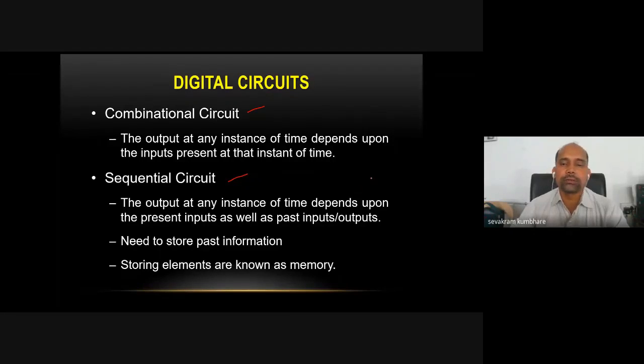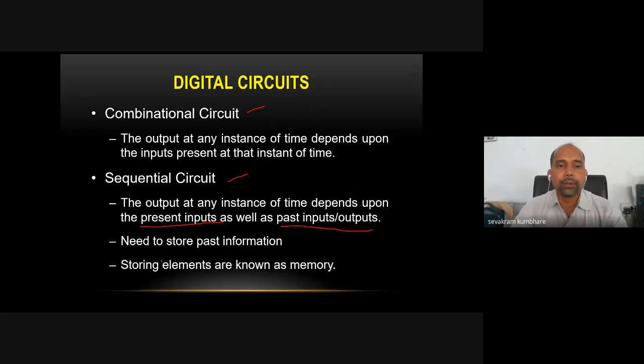In a combinational circuit, we discussed that the output at any instance of time depends on the input present at that instance of time, which means the output depends on the current input. And in a sequential circuit, the output at any instance of time depends on the present input as well as past input or output. Means whatever inputs are present right now, and whatever input or output was there at the previous event or time, the output depends on that.